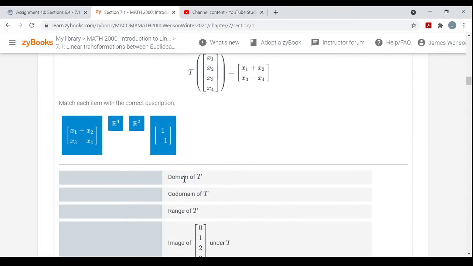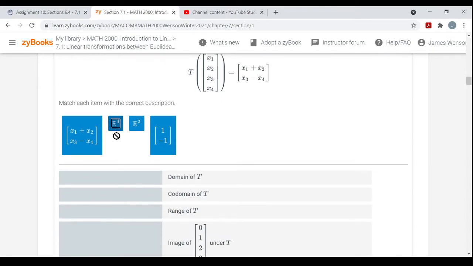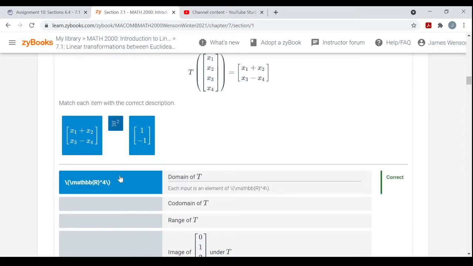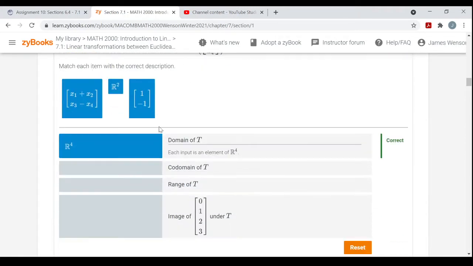So, what's the domain of this transformation? It's R4, right? So I just slide R4 into this first slot. Well, if it'll work for me. There we go. And what's the codomain? It's R2.